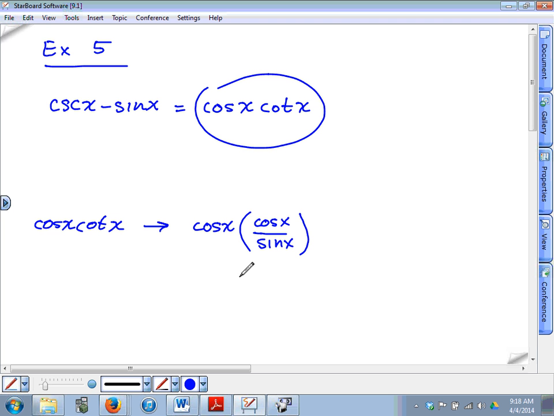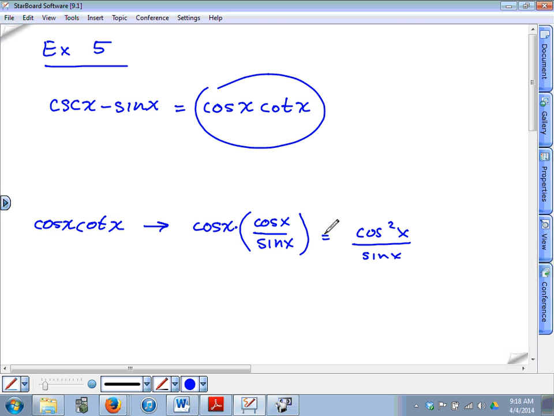So where can we go with this? Yeah. Cosine times cosine is cosine squared, so this changes into cosine squared of x over sine of x. We're getting close. We're getting closer. Exactly. Let me point out something to you guys.